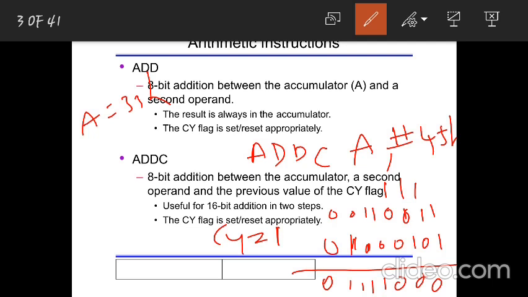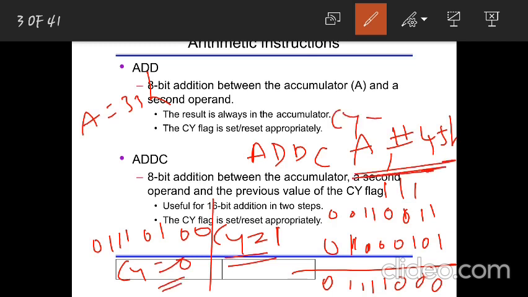When we add these numbers, the result you get in the end after execution is A equal to 0111 0100. Is that fine? You will get this, and carry will be equal to 0 after execution. Before execution, carry will be equal to 1, but after execution, carry will be equal to 0, because with these two terms, the carry will also be added. If you take 33 and 45, all this will be added.